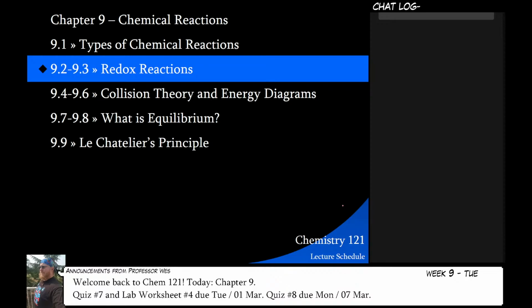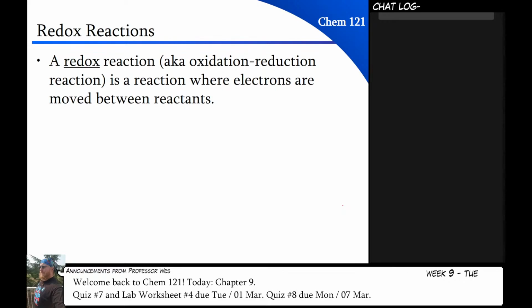Redox reactions are any reaction where instead of just swapping the elements around, you are also changing the charges on things involved in there. And so electrons get moved between the reactants as we transform them into the products.